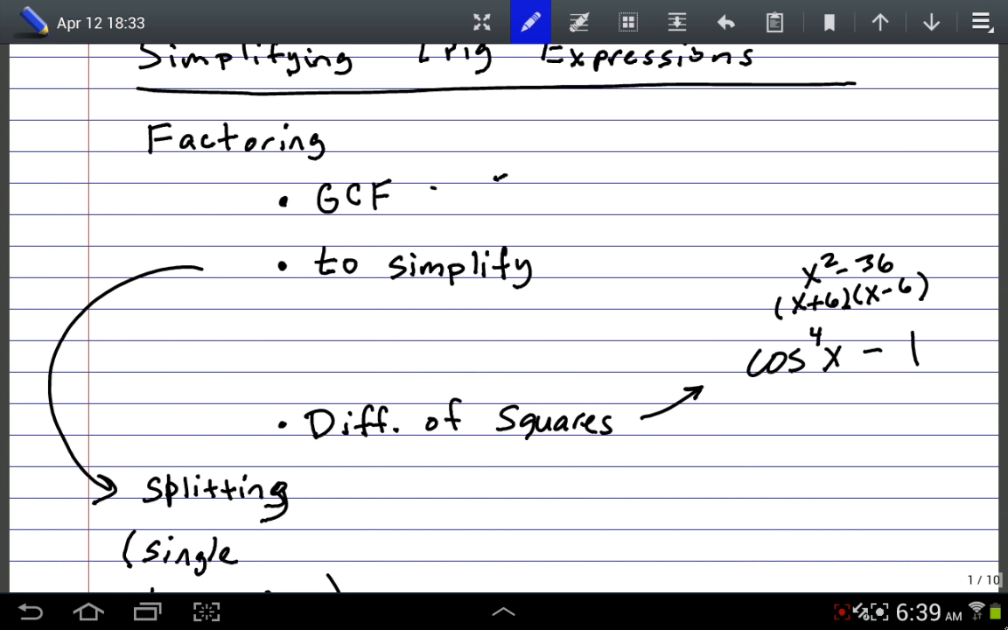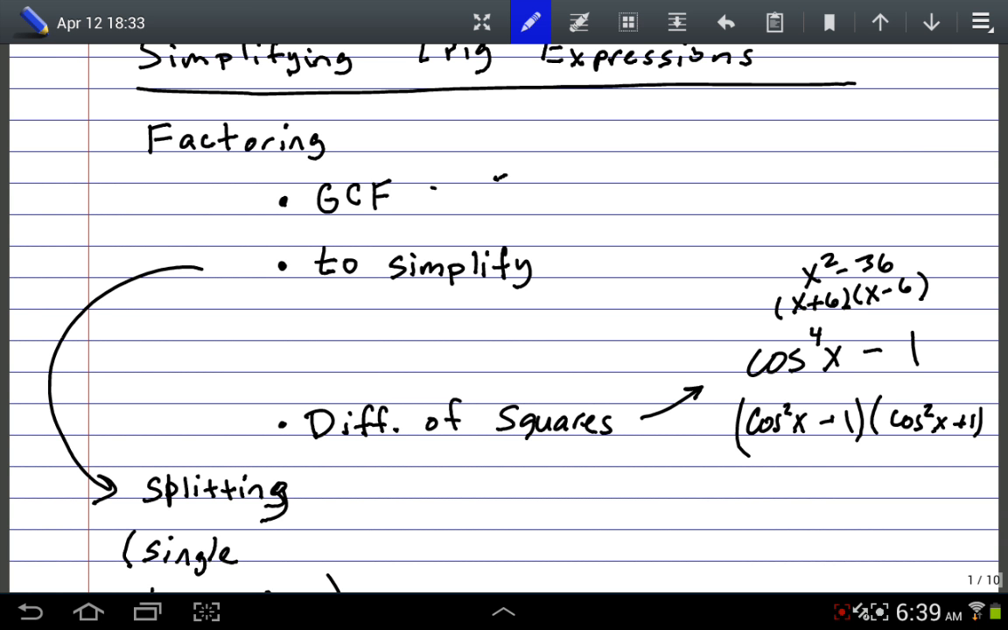Okay, so what about cosine to the 4th minus 1? Cosine squared x minus 1 times, what else? Cosine squared x plus 1. Okay, so that's usually going to give you something to factor there.